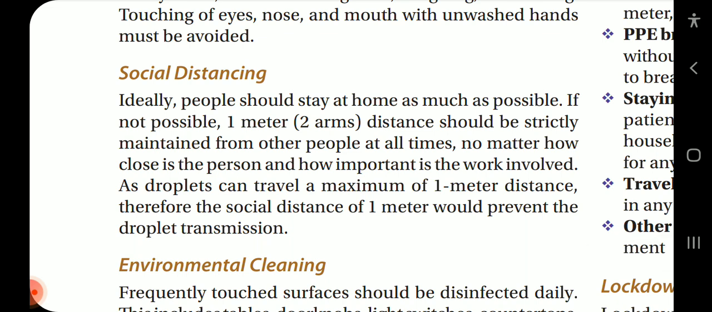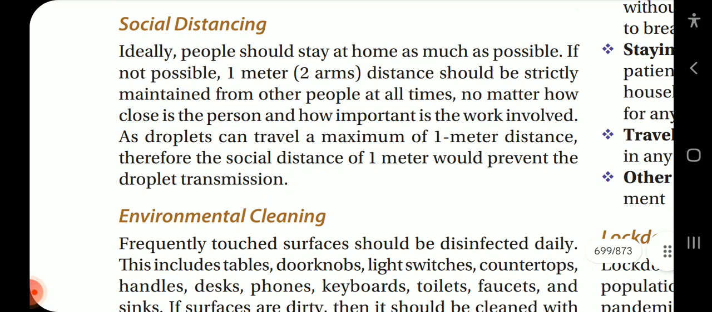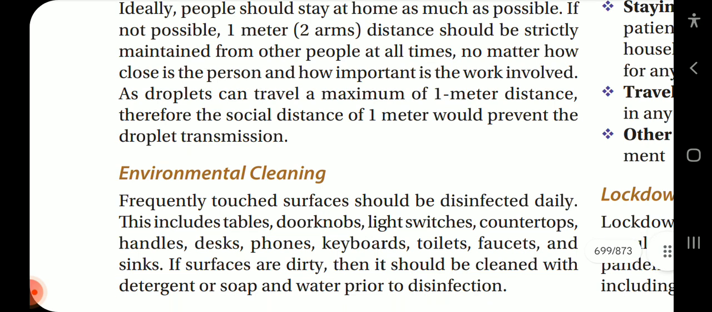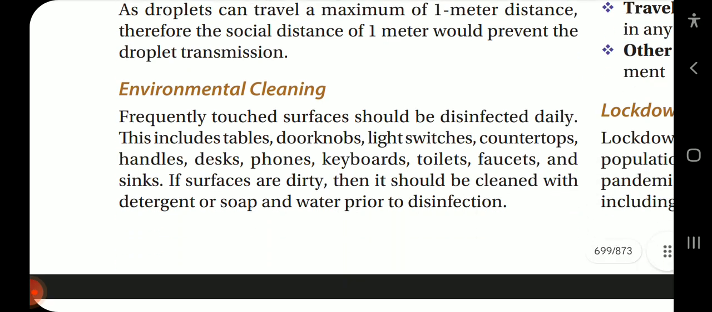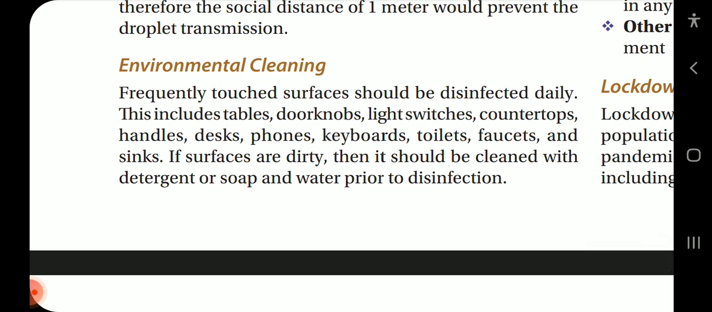Social distancing. Ideally, people should stay at home as much as possible. If not possible, 1 meter, like 2 arm distance, should be strictly maintained from other people at all times, no matter how close is the person, how important is the work involved. As droplet can travel a maximum of 1 meter distance, therefore the social distance of 1 meter would prevent the droplet transmission. Environmental cleaning. Frequently touched surfaces should be disinfected daily.